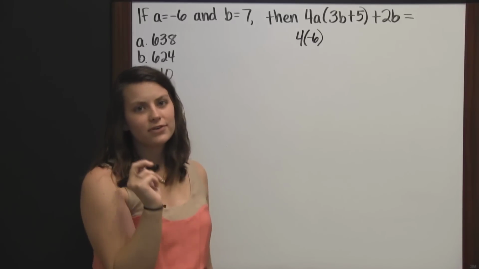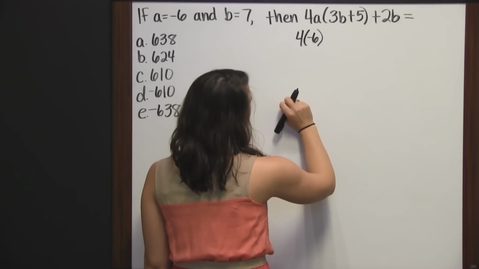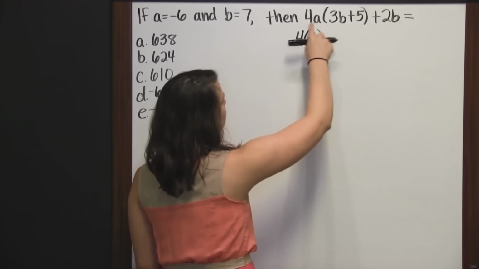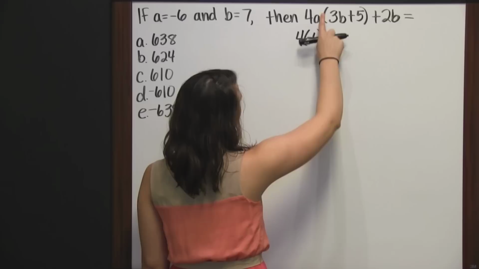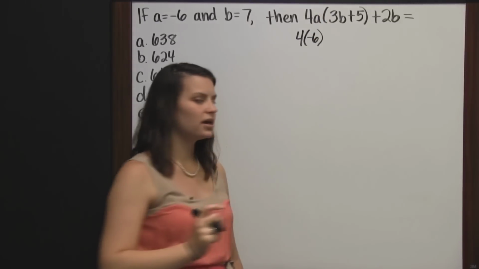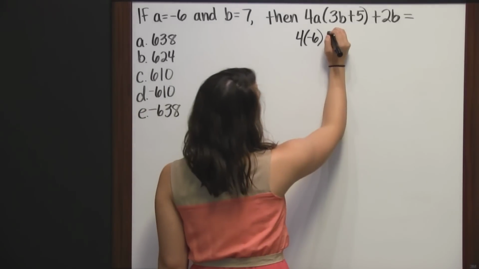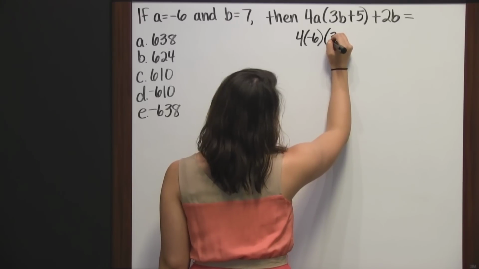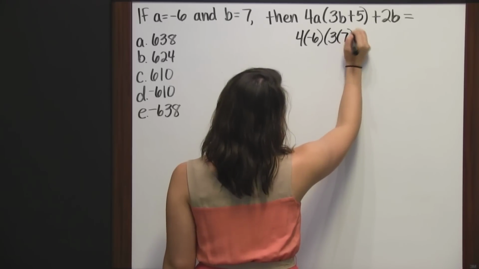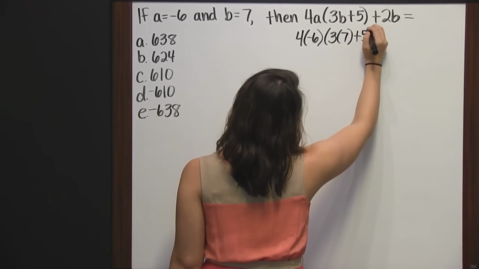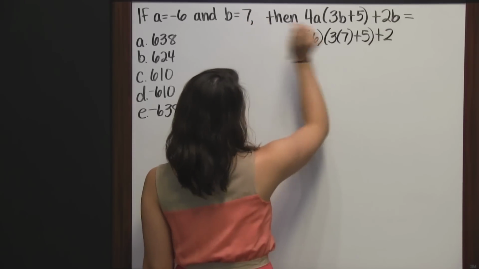And you can use a little dot for a times sign, or you can even use the X for the times sign. But I'm just going to use parentheses. And then these parentheses here, since there's no sign between the A and the parentheses, not a plus sign, not a minus sign, or a division sign, again, it's understood to be multiplication. So this is times the quantity, 3, again, times B. B is 7, plus 5, plus 2, again, times B, which is 7.